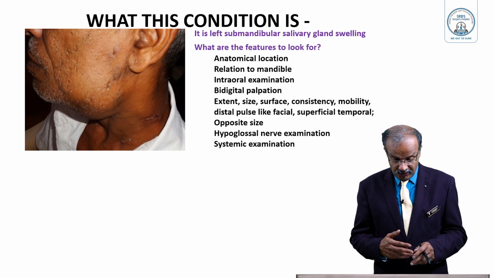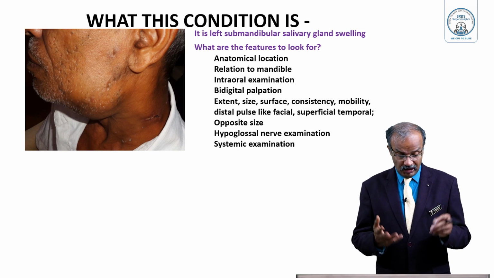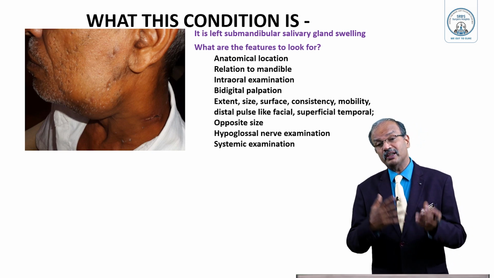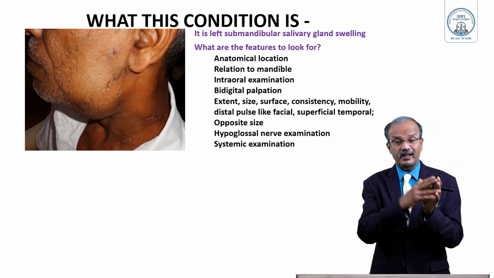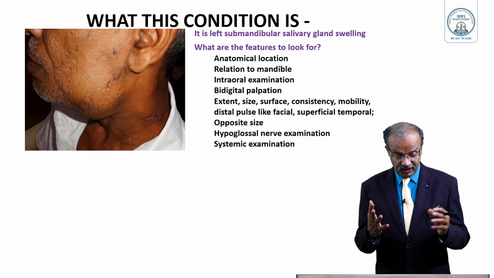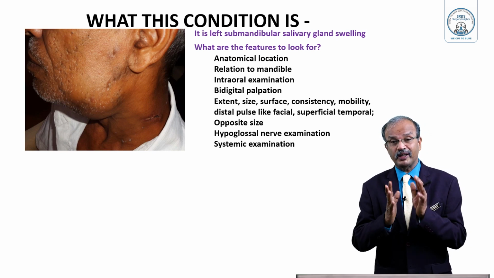There is a concept. So all these things you have to look for, the hypoglossal nerve, because it comes very close to that. Systemic examination is also important. The opposite side is important. Neck lymph node examination is important. If this is a malignancy, it can spread to the neck lymph nodes also. So examination is very important. Oral cavity examination is also equally important. Don't forget to examine the oral cavity.